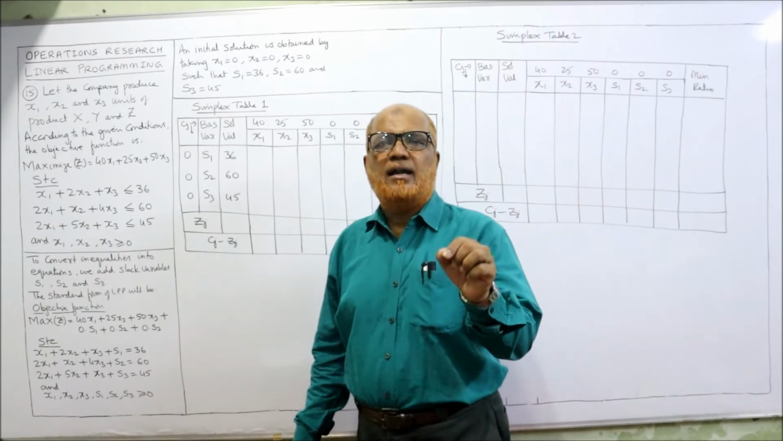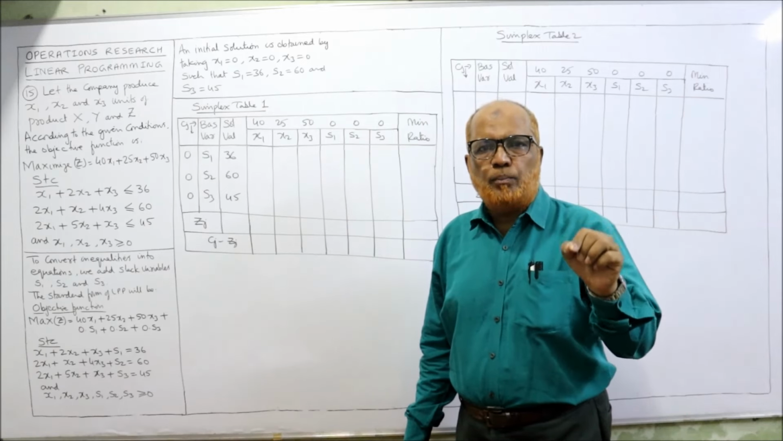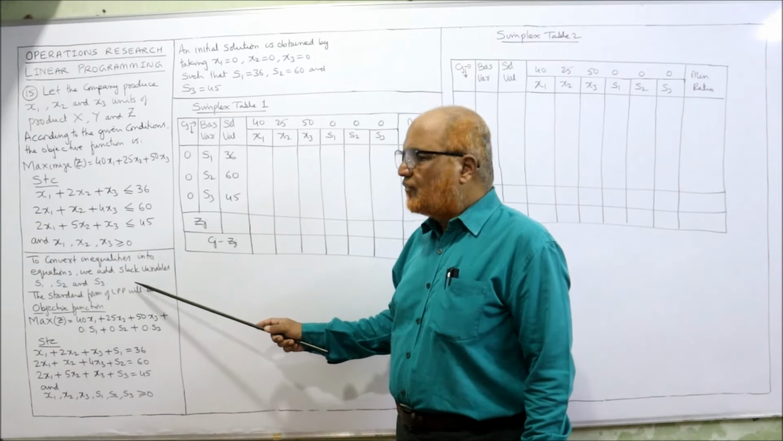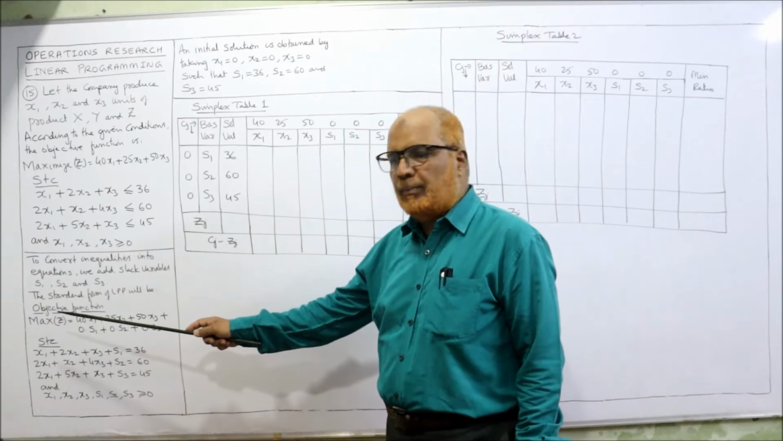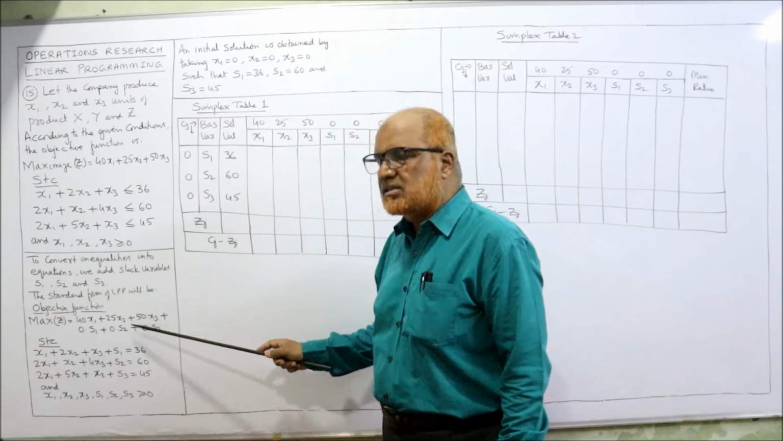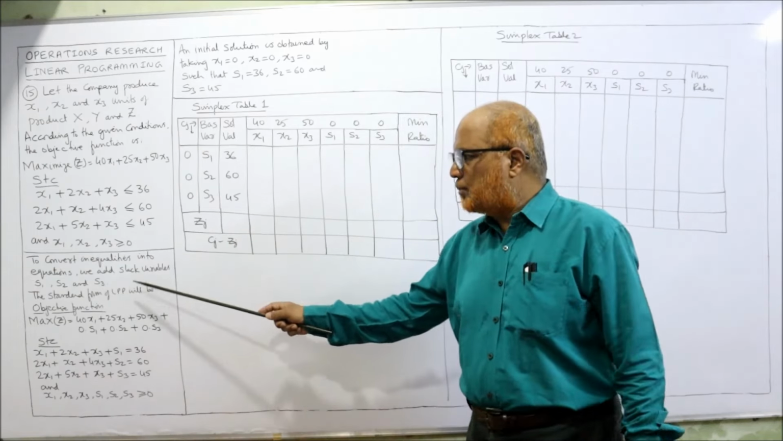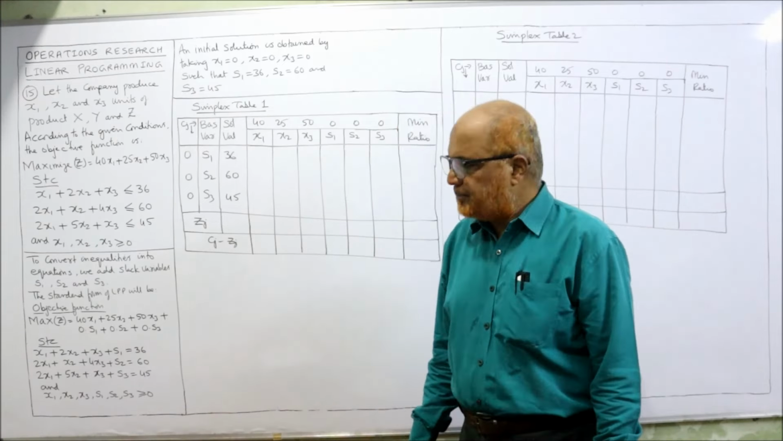So we have to add slack variables: plus S1, plus S2, plus S3. So we need 3 slack variables. After introducing the slack variables, how will our LPP be? In standard form of LPP, the objective function is 40x1 plus 25x2 plus 50x3 plus 0 into S1 plus 0 into S2 plus 0 into S3. Almost every problem we have done the same thing.